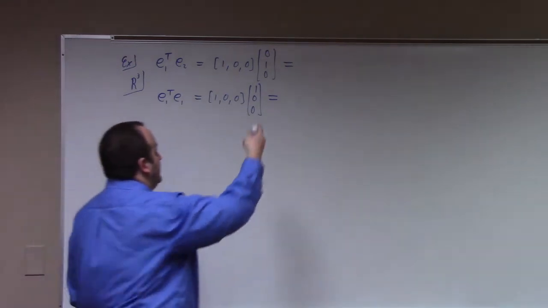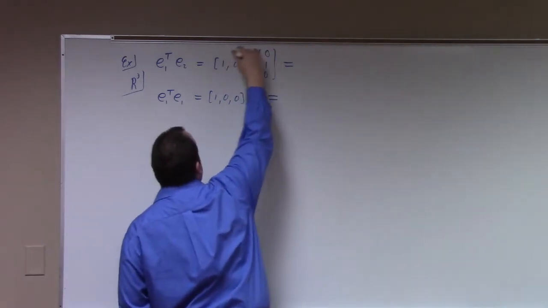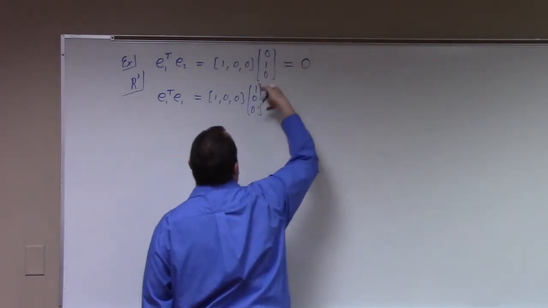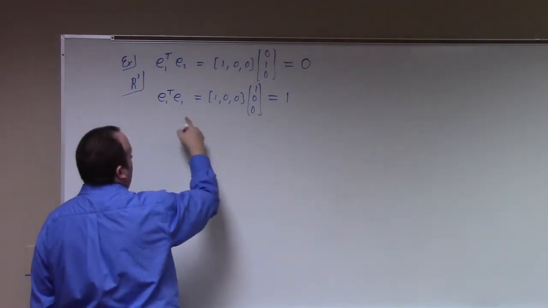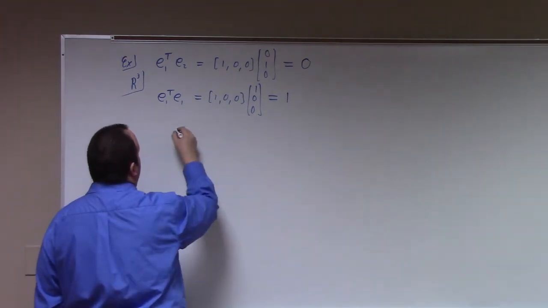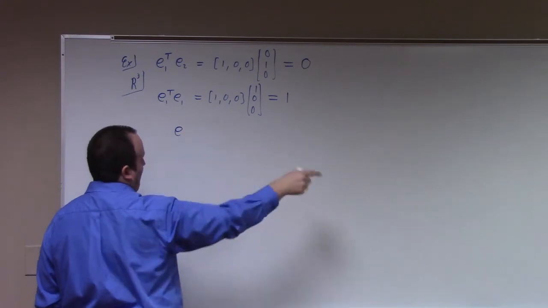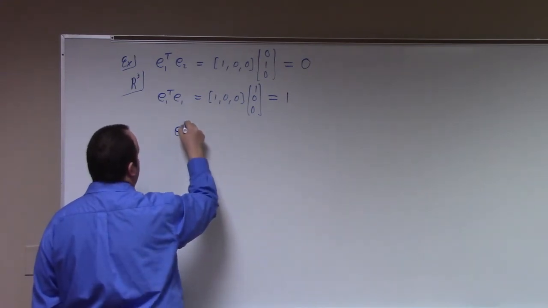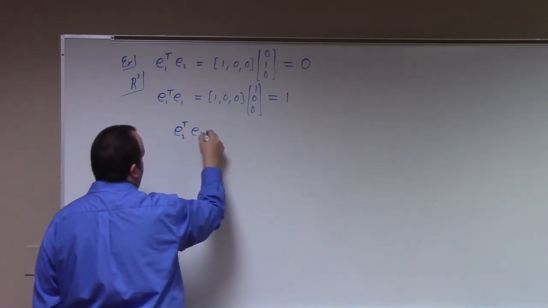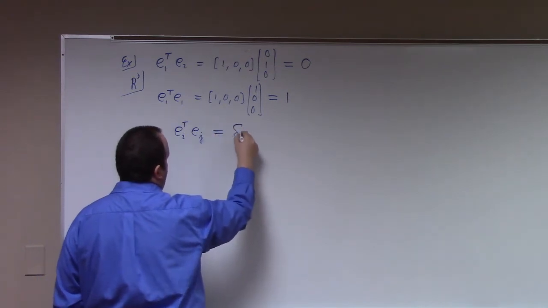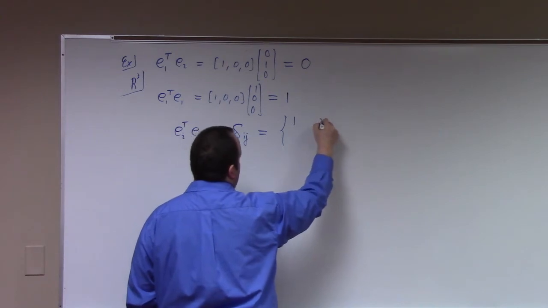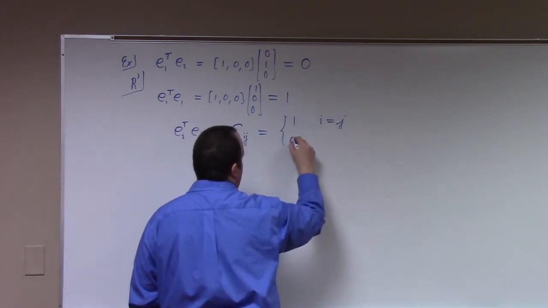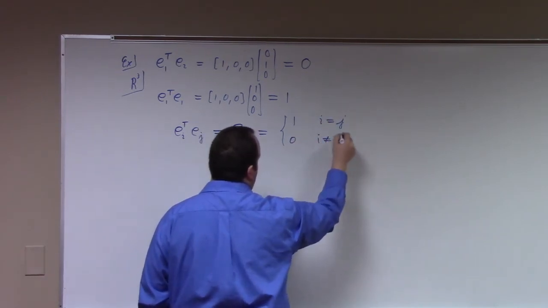What's the dot product of these two things actually? I mean, that's kind of the point, is that this is actually a dot product. So this is an example of that last thing I wrote, which is that EI transpose EJ is in fact Kronecker delta IJ. What that means, just to remind you, is 1 if I is equal to j, and 0 if I is not equal to j.